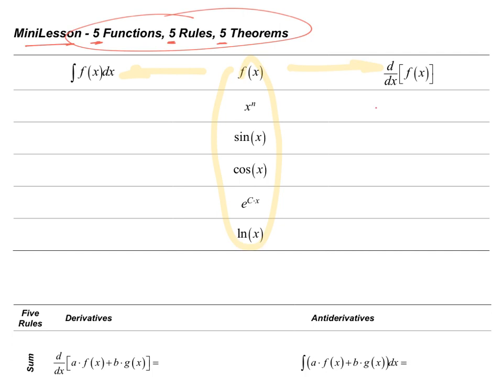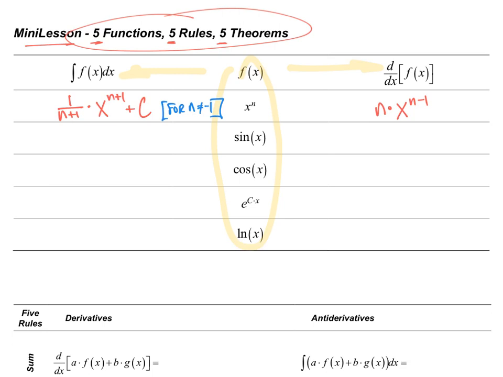So the first one we learned, power rule for derivatives. Pretty straightforward, n times x raised to the n minus 1 power. The power rule for antiderivatives is going to look like this. Don't forget the constant of integration. Be careful though, this one only works when n does not equal -1, when that exponent does not equal -1.